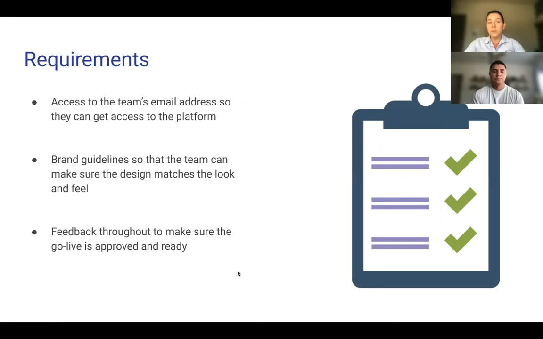Great. So the requirements for this implementation are that we as the project team are going to need to access your team's email addresses. And this is basically so they all have access to the platform. We're also going to need your brand guidelines, which is basically a document that tells us the colors you use for your Toys for Tony, your team logo, and any other color codes that we need to be aware of. The last requirement is that you provide feedback for us throughout the process to make sure that you always know what to expect and that when we're ready to go live, there are no surprises.